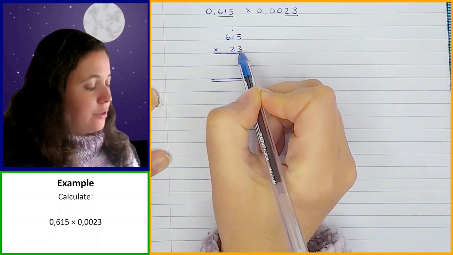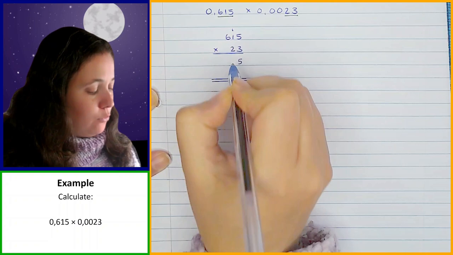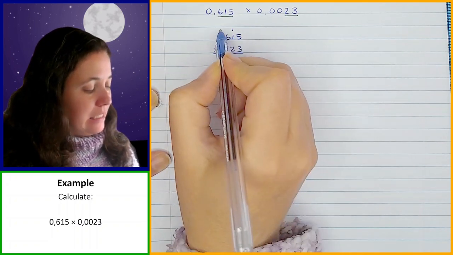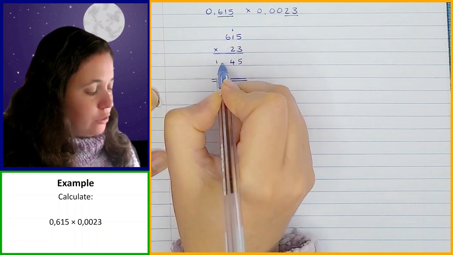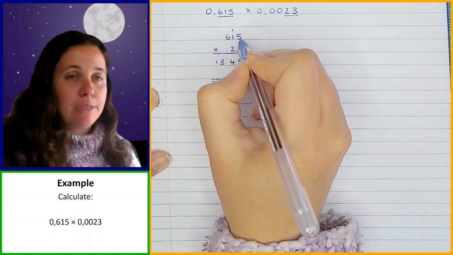And then I multiply 3 times 1, which is 3, and I add this 1 over here. That makes 4. So that's going to be 4 over there. And then 3 times 6 is 18. There's nothing to put the 1 over there, so I'm going to put it over here like that. So I've got 1845. That is from multiplying the 3 by the 615.